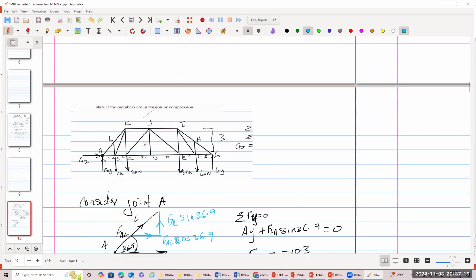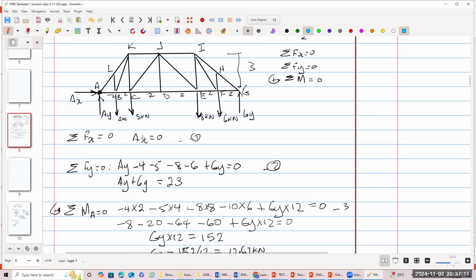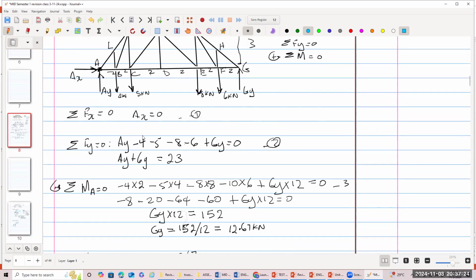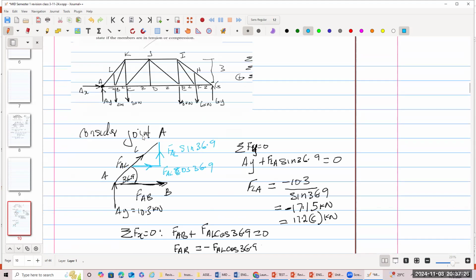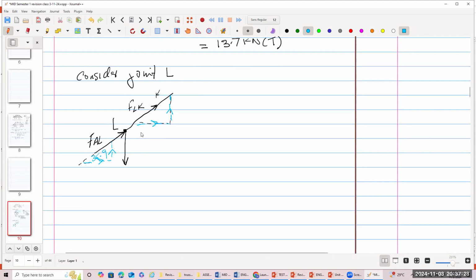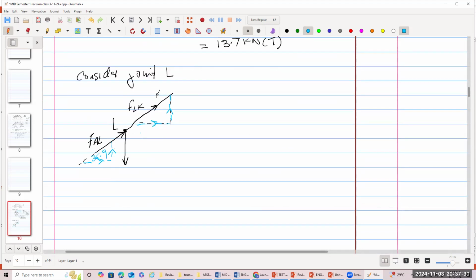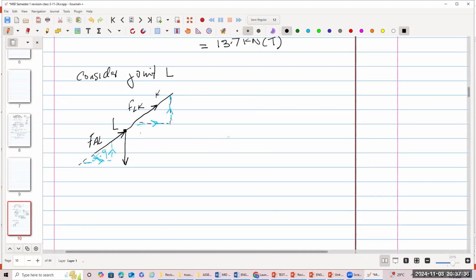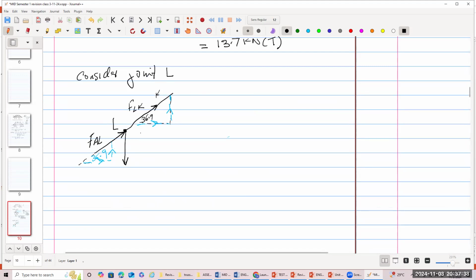We can assume, I'm trying to remember the original figure. Let me see the original figure. Yeah, they're sloping in the same direction. So once you draw a horizontal, it's going to give you the same angle here. So you see 36.9 works. So this here I'm going to call 36.9 also.